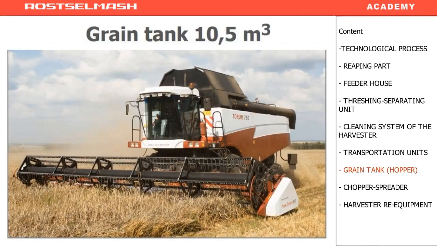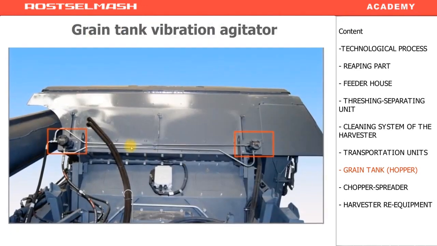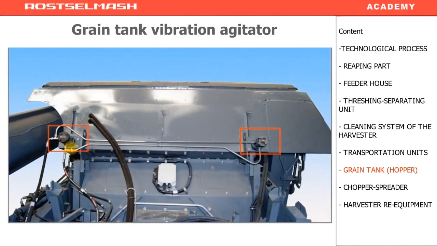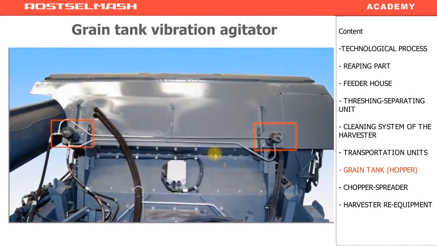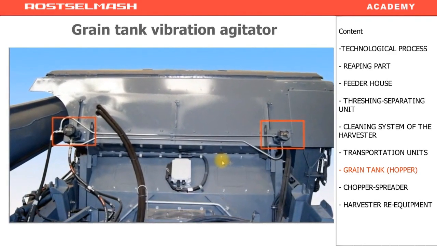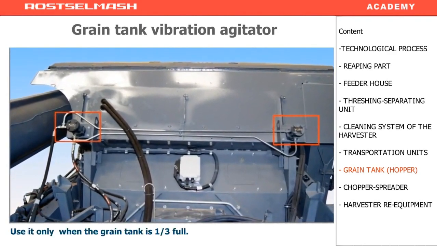The grain tank of 10.5 cubic meters. Torum 780 has got a grain tank of 12 cubic meters. Each Torum harvester has got a vibration agitator function. When the back wall of the grain tank vibrates, it shakes off the wet grain from the back walls of the grain tank.